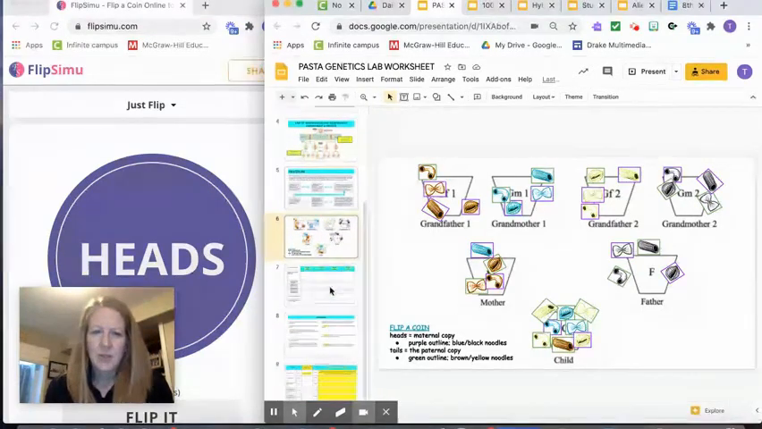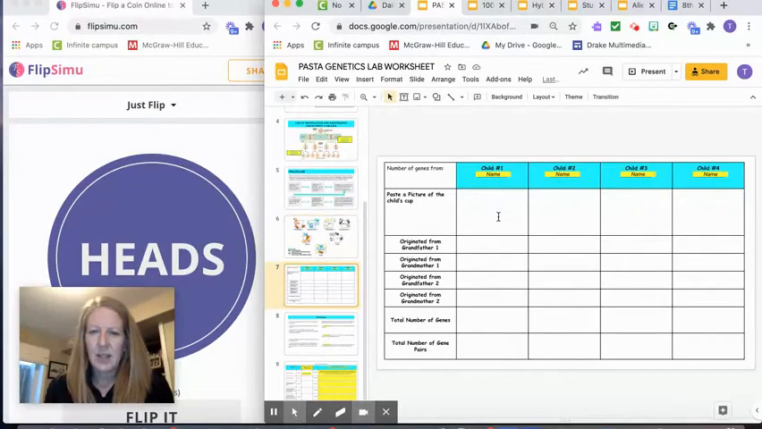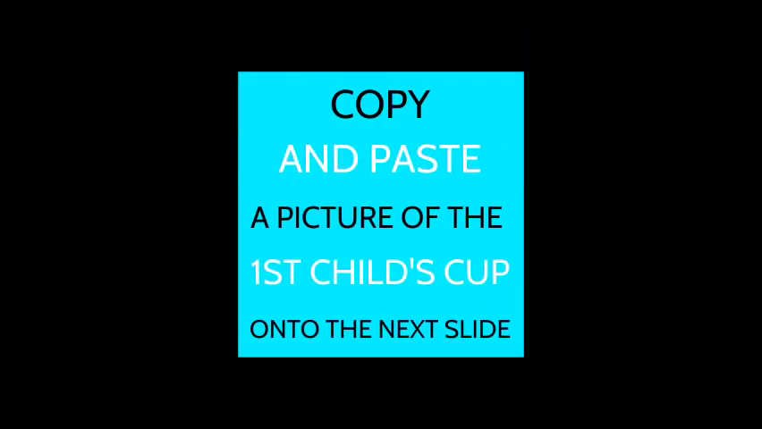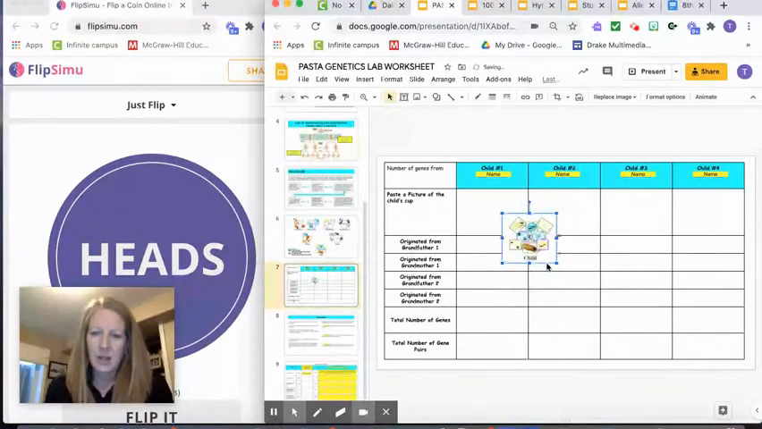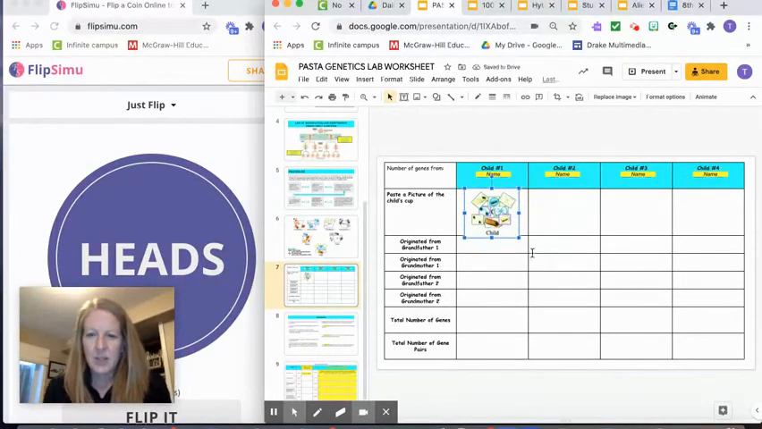Once you get a screenshot of that, I've got my picture. I'm going to move to slide 7, and in slide 7, I'm going to move that cup with the child's genetic makeup so that it fits into this box, and I can resize it a little bit so that it fits in there and doesn't disrupt the others. Then I'm going to answer these questions.